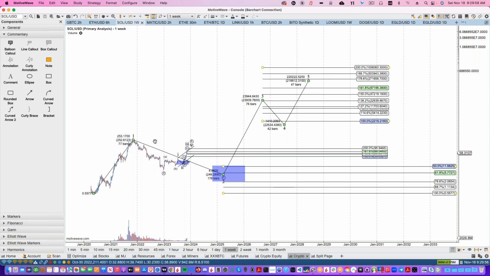Which would take it up to about 250. And if it gets that, great, and then we'll see what the corrective section's like. But keep in mind that Bitcoin is going to be in a big bear market after 125K. This is not going to get up here by then.